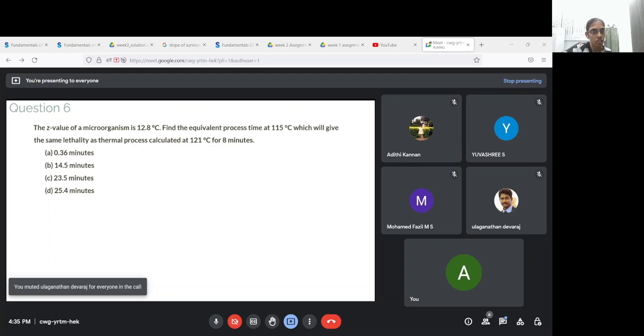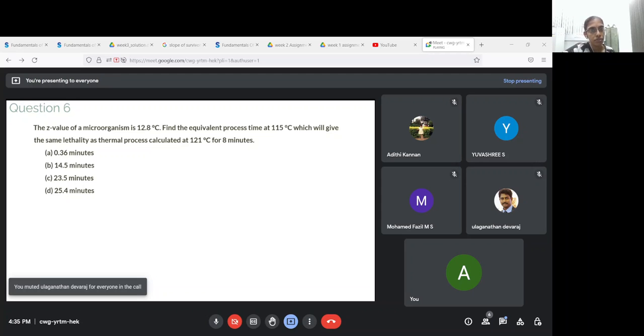Moving on to question 6. The Z value of a microorganism is 12.8 degrees Celsius. Find the equivalent process time. Here process time means the F value as we discussed earlier. Find the equivalent process time at 115 degrees Celsius, which will give the same lethality as the thermal process calculated at 121 degrees Celsius for 8 minutes.